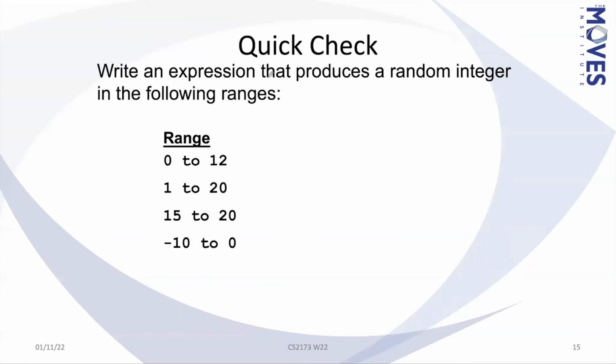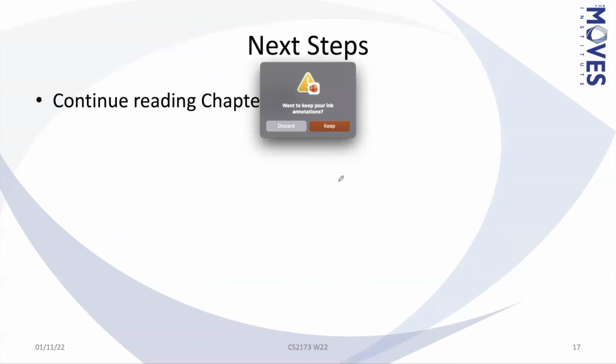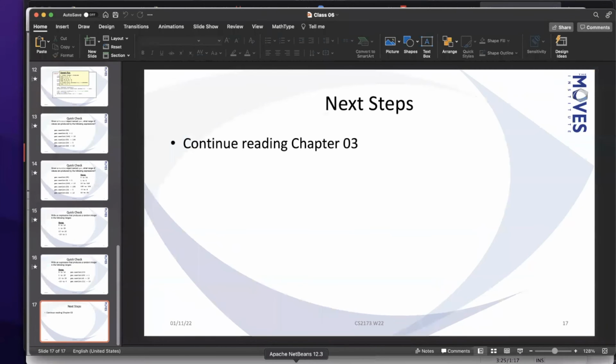Okay, so an expression that produces a random integer in the following ranges. I think that's fairly straightforward. Okay, so let's see an example of this in action.